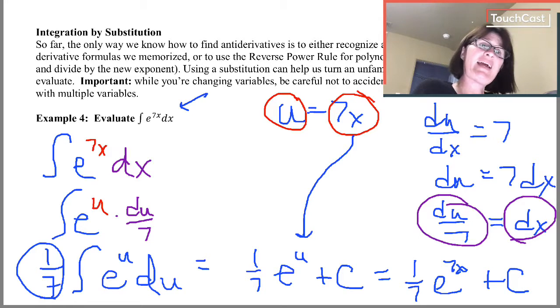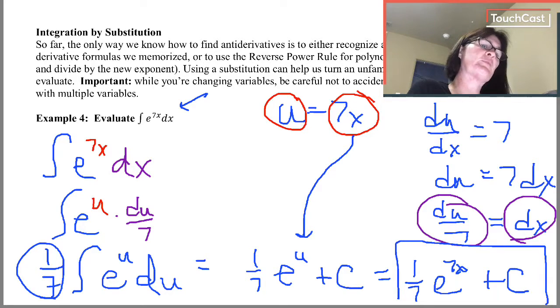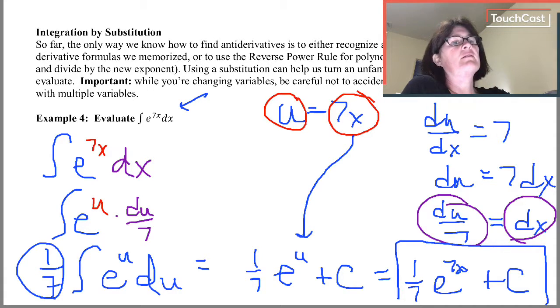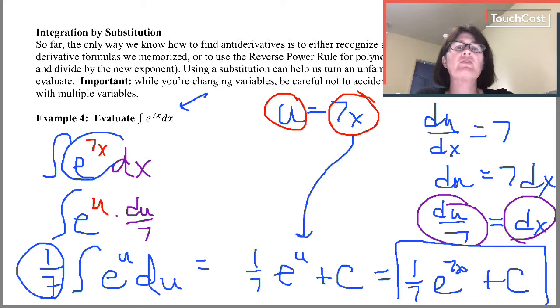And how can I check my answer to an antiderivative problem? I'm going to take the derivative. So I'll ask myself, what's the derivative with respect to x of e to the 7x? That's e to the 7x times 7. Notice that 7 will multiply with this 1/7 to cancel out. And derivative of c with respect to x is just 0. And I get back my original integrand. This is integration by substitution.